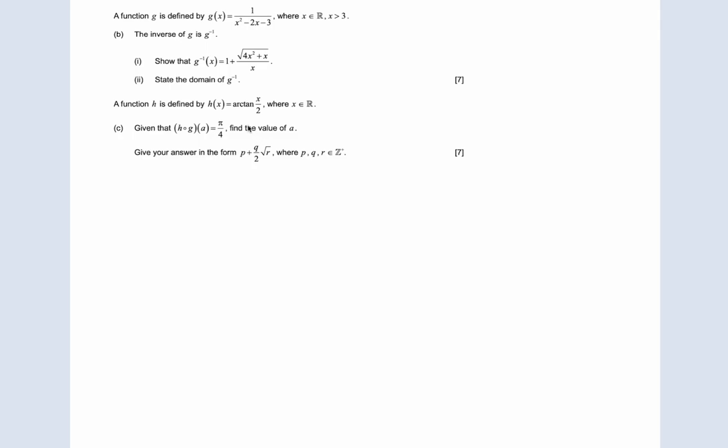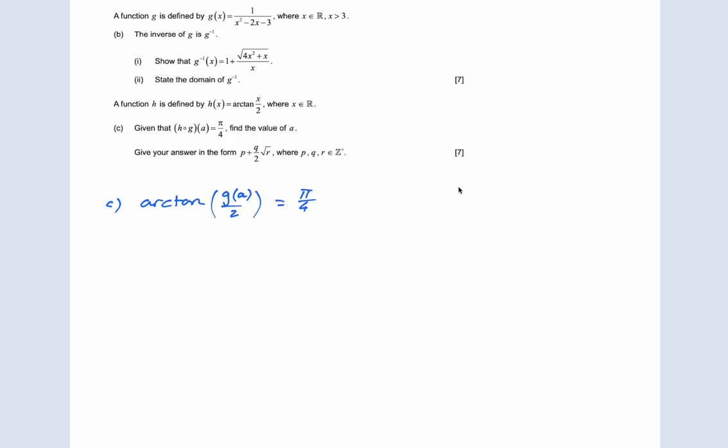Okay, for part C it says a function h is defined as this. Given h of g of a is equal to pi over 4, find the value of a. Okay, h of g of a. So that means arctan of g of a over 2. So g of a over 2 has to equal a quarter.